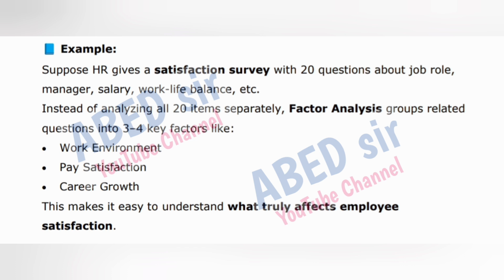Example: suppose HR gives a satisfaction survey with 20 questions about job role, manager, salary, work-life balance, etc. Instead of analyzing all 20 items separately, factor analysis groups related questions into 3 to 4 key factors like work environment, pay satisfaction, career growth. This makes it easy to understand what truly affects employee satisfaction.